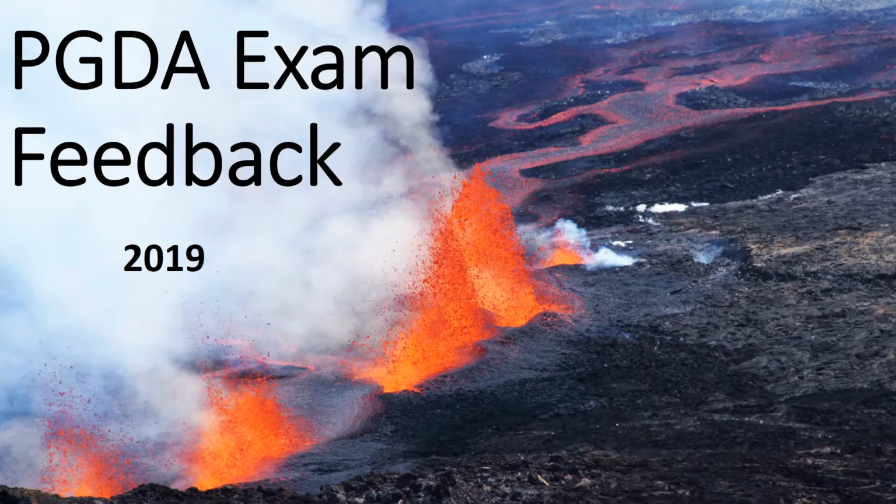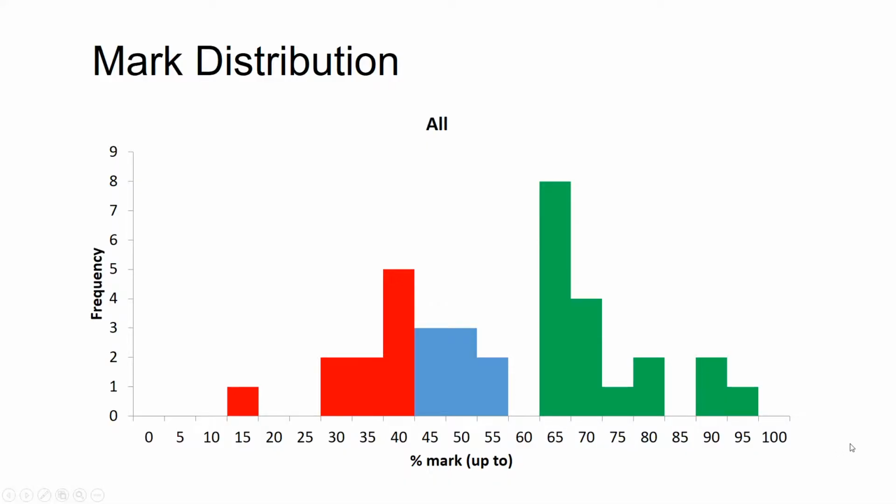Okay, so back again looking at the 2019 Practical Geochemistry Data Analysis exam. So we're going to have a look now at question 2. So again, this is the overall mark distribution for the whole exam. So some people did very well, some people not so much.